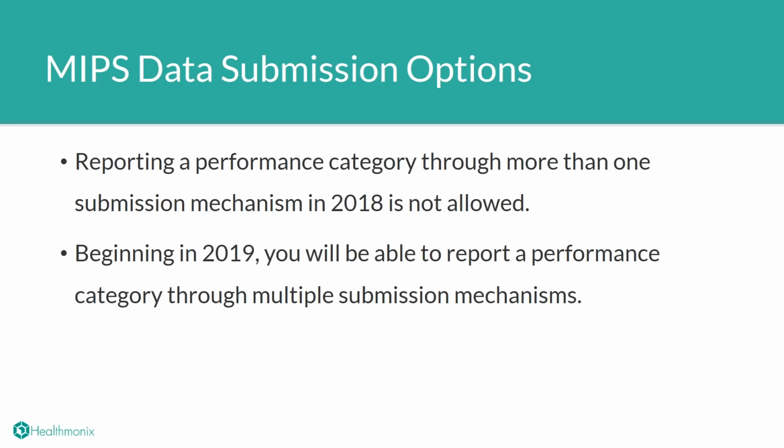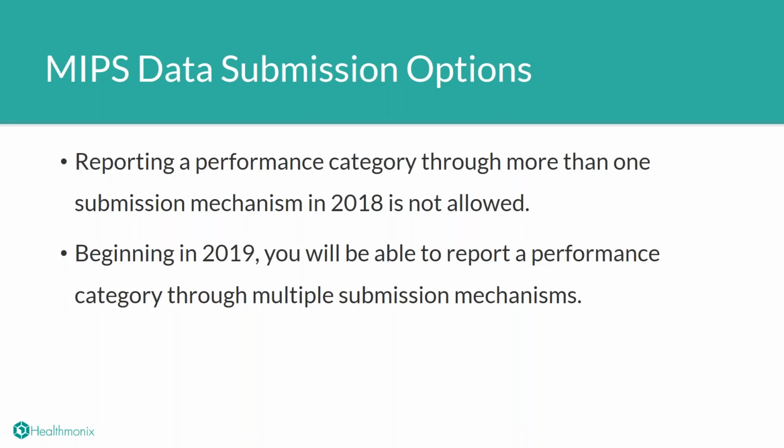So reporting a performance category through more than one submission mechanism will not be allowed for 2018. You might ask, why are we saying this? Why are we highlighting this if we can't do it? Well, there was conversation within the proposed rule to allow clinicians to report for performance categories through different submission methods. And that's going to be coming in 2019.